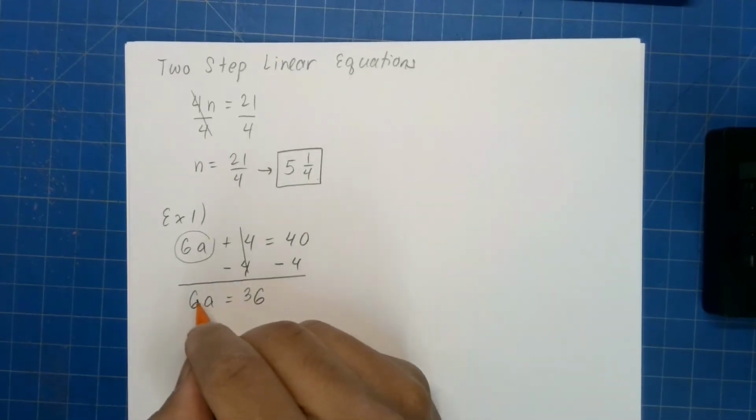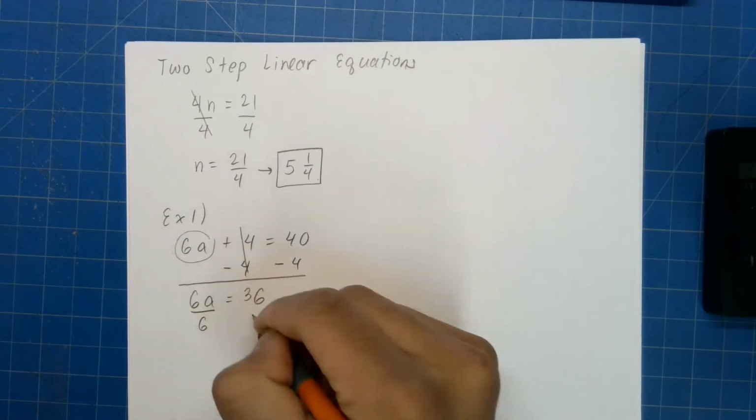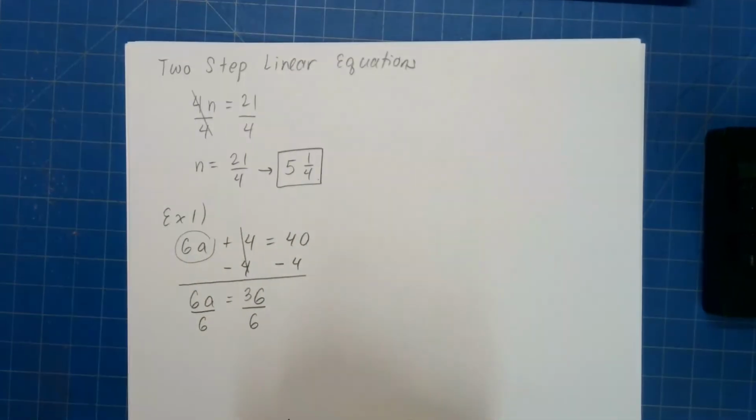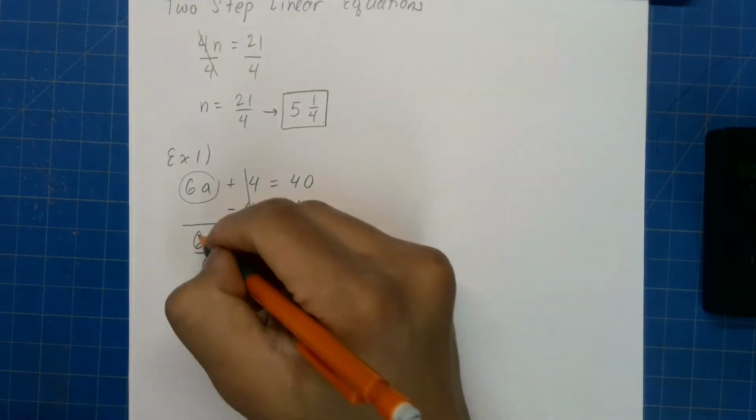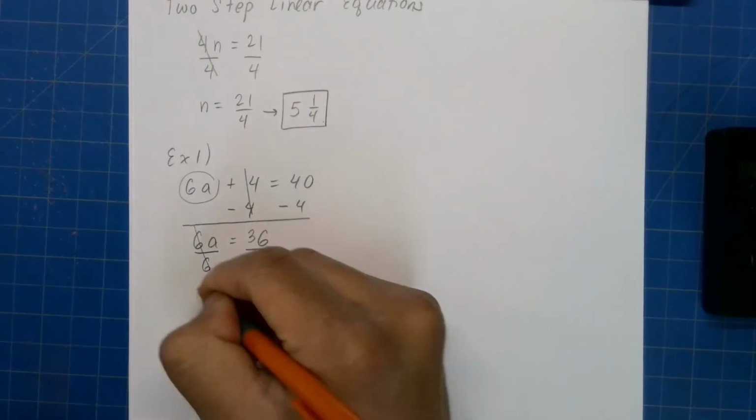From this point, again, 6 times a, the inverse operation is to divide by 6 on the left, divide by 6 on the right. And we can see from here, those 6's cancel out. So the value of a is now 6.